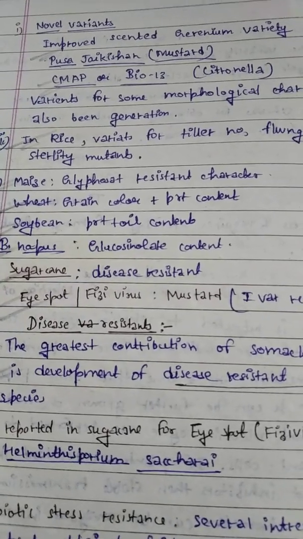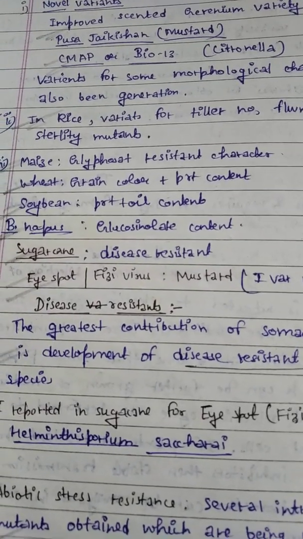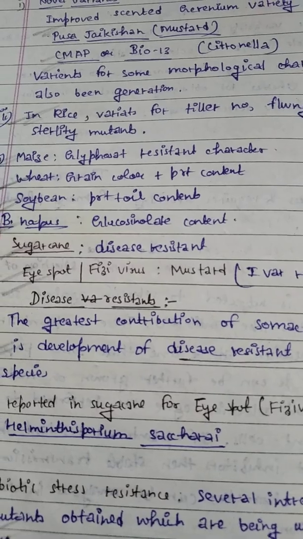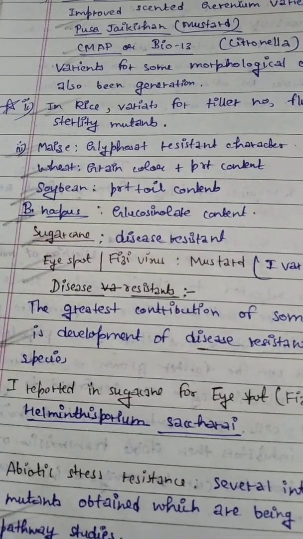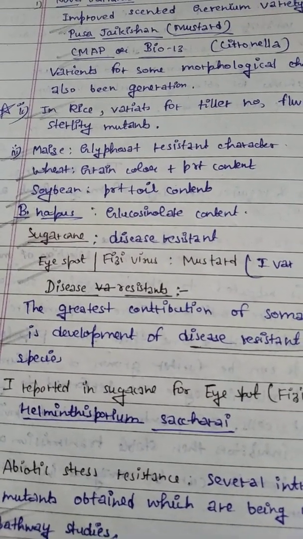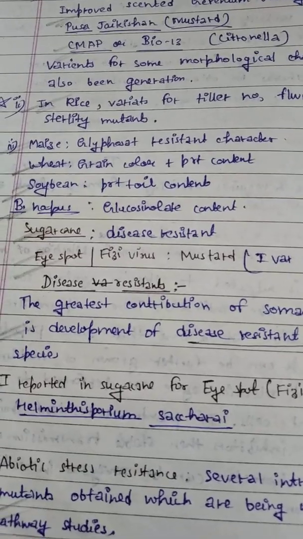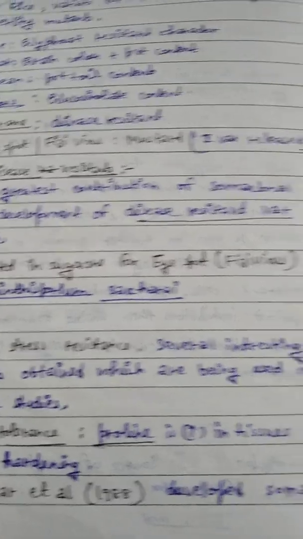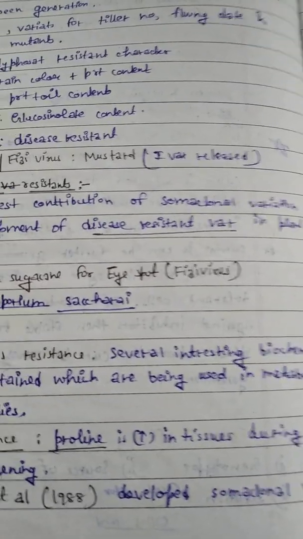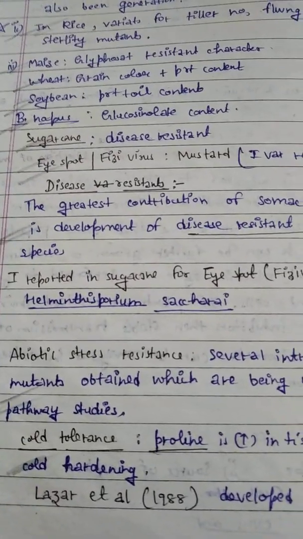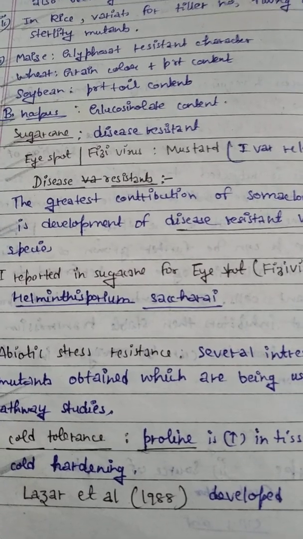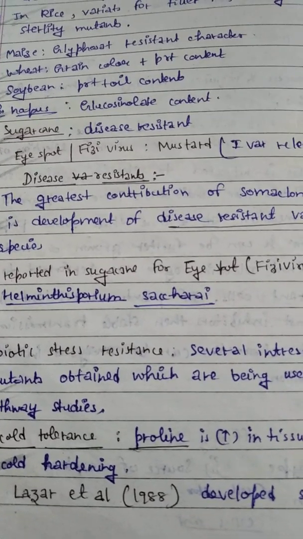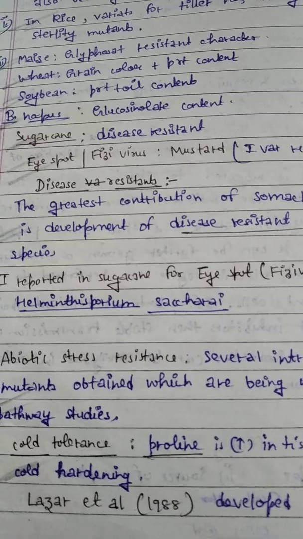In maize, we have developed a glyphosate-resistant character by somaclonal variation. In wheat, grain color and protein content. In soybean, protein plus oil content. In Brassica napus, glucosinolate content. In sugarcane, disease resistance. And students, one thing you remember: for cold tolerance, we increase the proline content in tissues. For cold hardening, we do it by somaclonal variation. Please remember it.